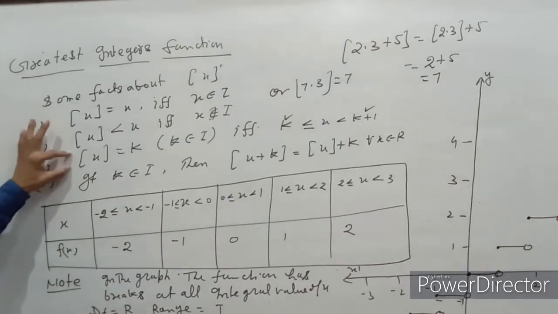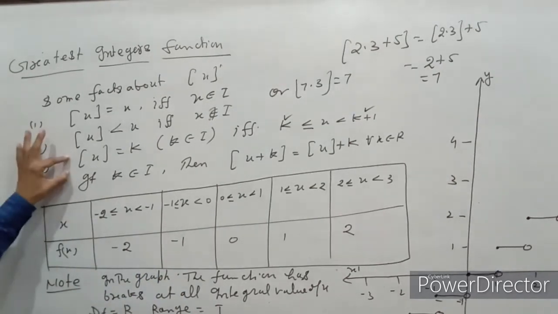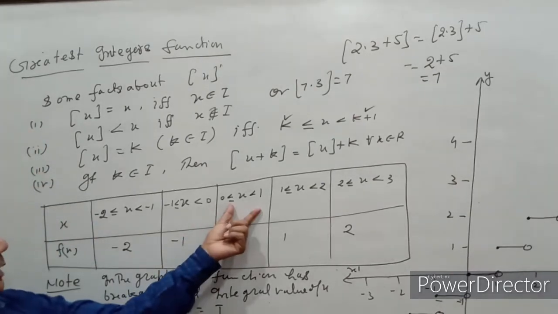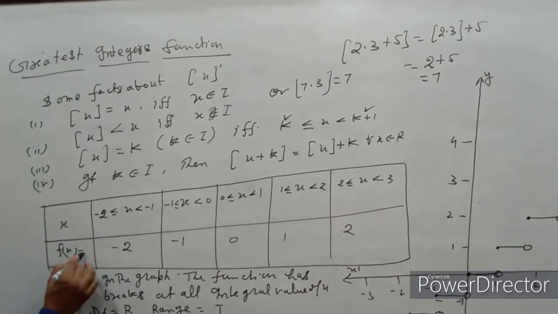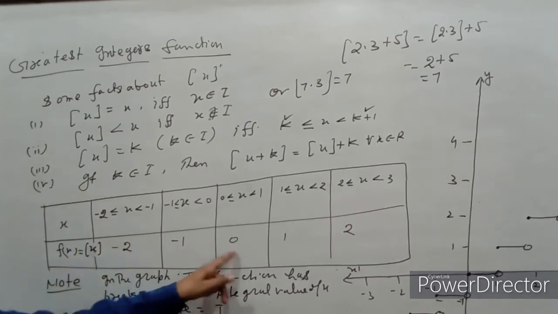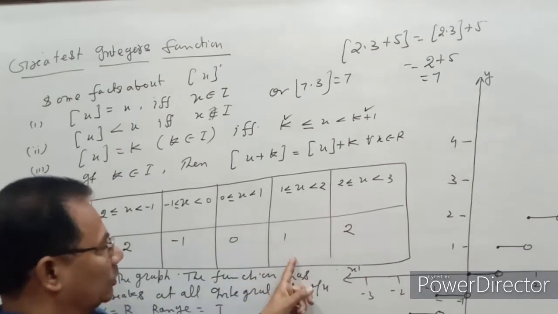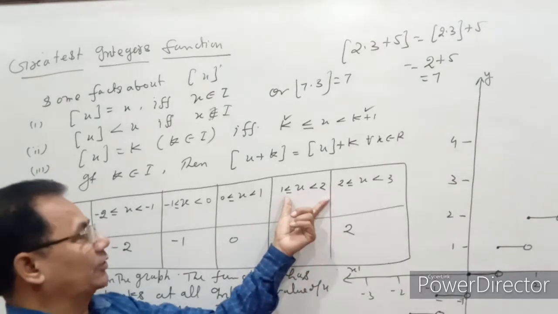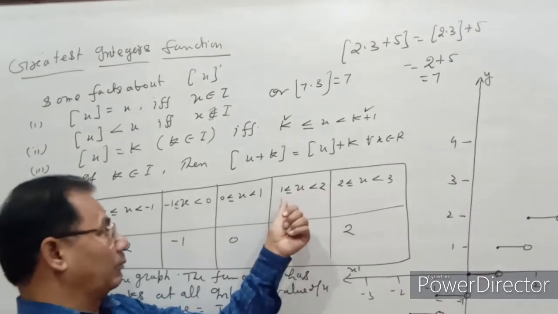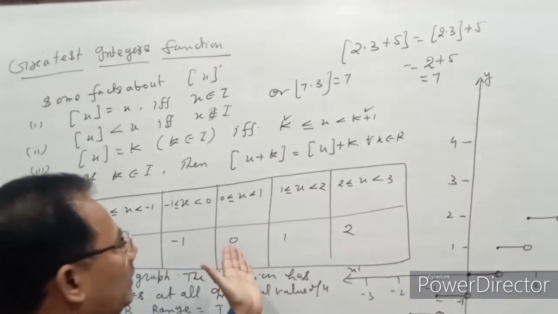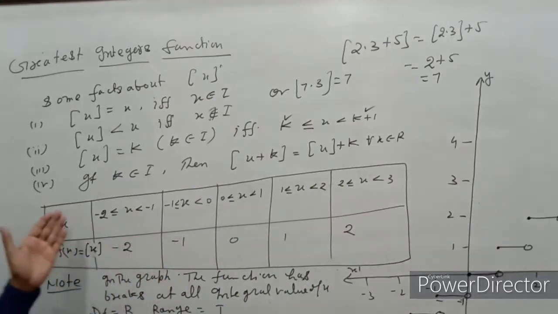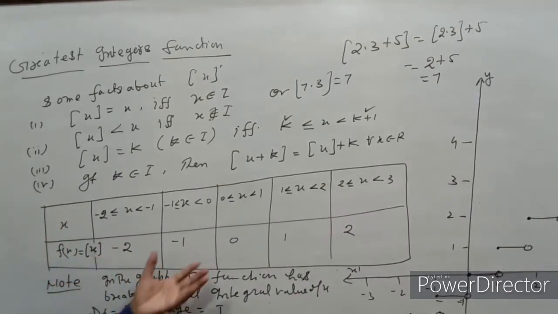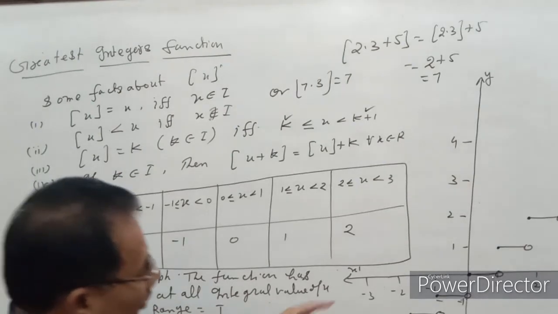So by the fact number three, the value of the greatest integer function is equal to 0. Similarly, this is equal to 1 if the value of x lies between 1 and 2, and 1 is included, the left integer will be included, and so on. So first of all we find the table for some values of x and draw its graph.